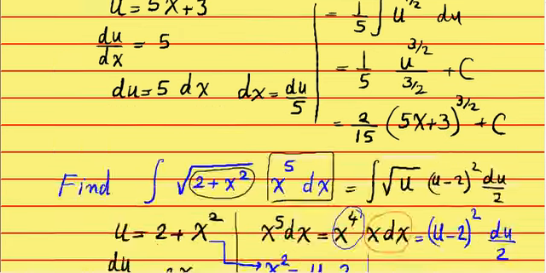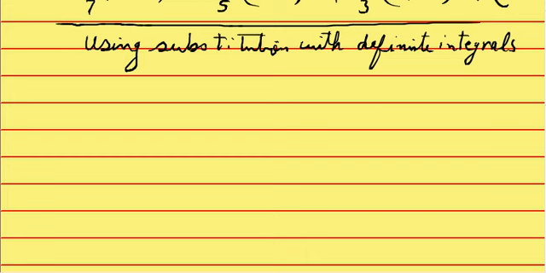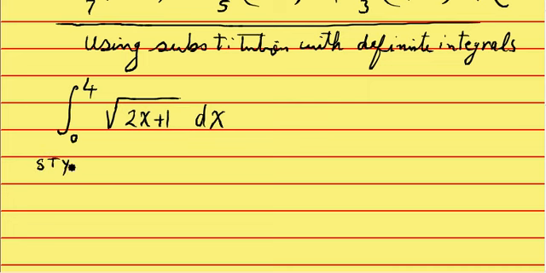Let me go ahead and just pick an example from the text with some more friendly numbers. Suppose the question is: find the integral from 0 to 4 of radical 2x plus 1 dx. Style number 1. Ignore the 0 and 4. Just go ahead and find the antiderivative, the indefinite integral. How would you do that?